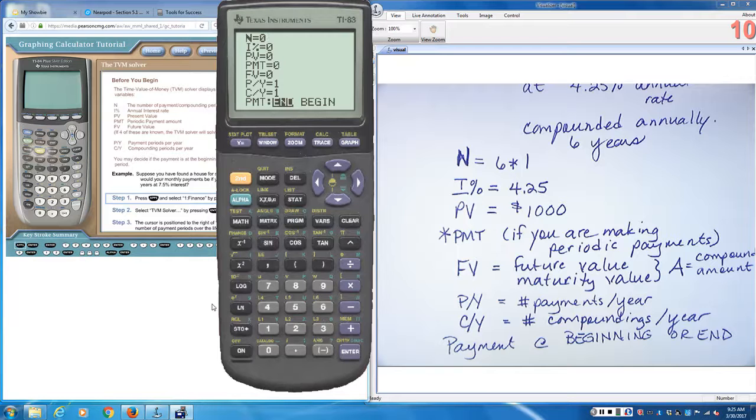In the problem that we're looking at, the number of compoundings is once a year for 6 years. So n is going to be equal to 6. I don't see that in my list when I hit X. You may have to go to finance. There you go, it's the very first one on the finance menu. So we have 6 compoundings per year. The interest rate is 4.25%, and enter that as a percentage because it says percent.